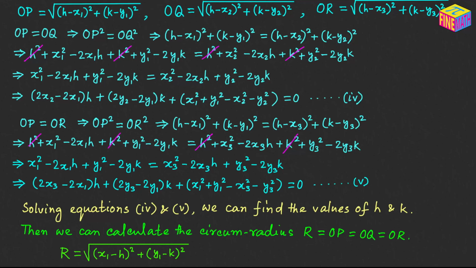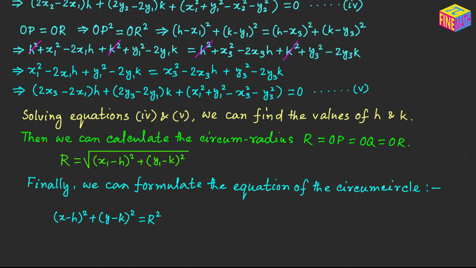So now we know the coordinates of the circumcenter, and also we know the radius of the circle, meaning we know the circumradius, and then we should be able to find out the equation of the circumcircle. That's pretty easy. We can use the standard formula, and the standard formula is going to look like this: x minus h whole squared plus y minus k whole squared is equal to r squared. That is the standard form of the equation of a circle. Here we know the values of h and k and r, of course. So this is the equation of the circumcircle.